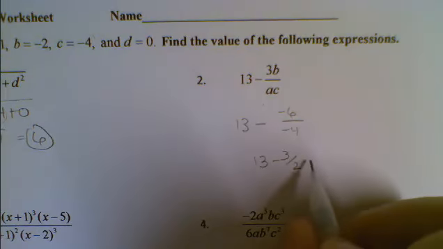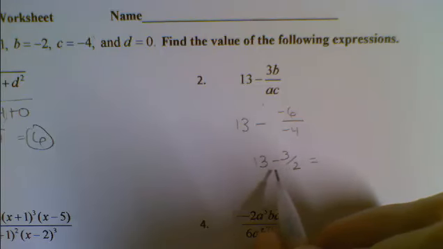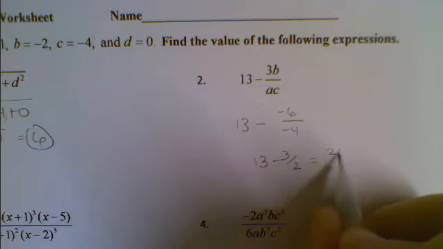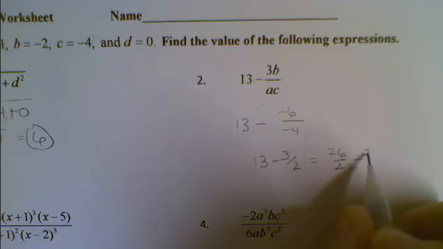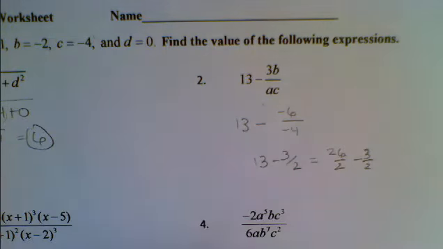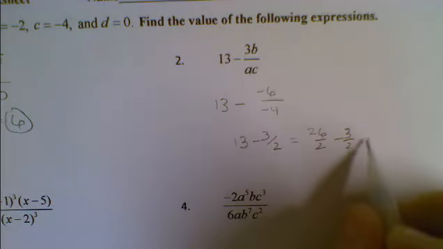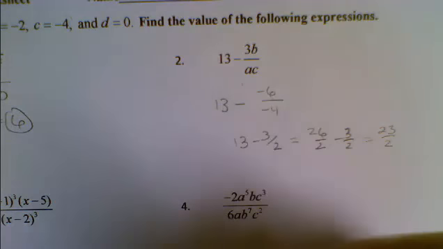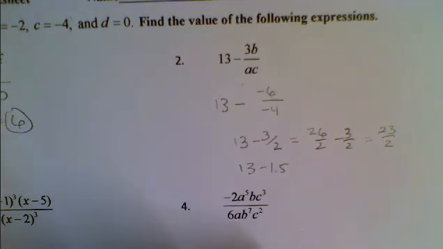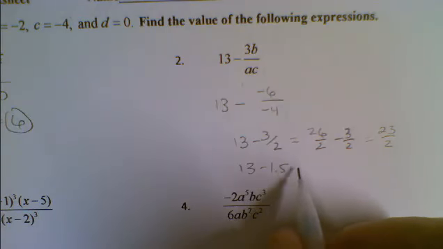You can either think of it as decimal or fraction. If you think of it as a fraction, it would be 26 halves minus 3 halves. So you could think of 13 as 26 halves, so you would end up getting 23 halves. If you thought of it as a decimal, you'd take 13 minus 1.5, which would be 11.5. So either answer is fine.